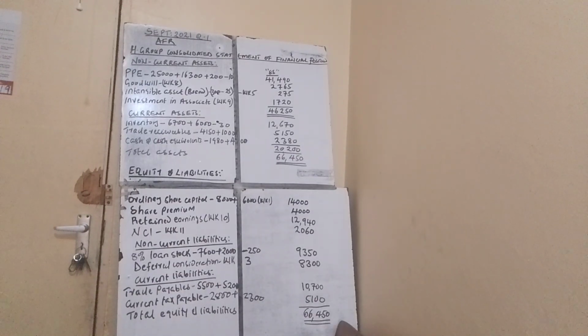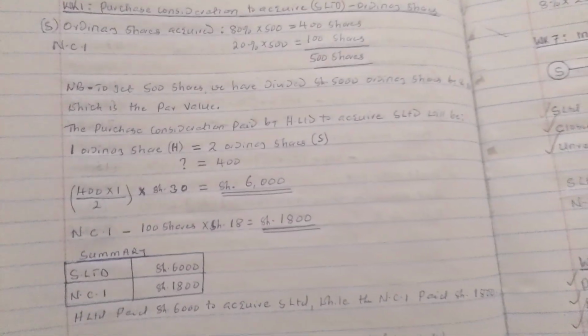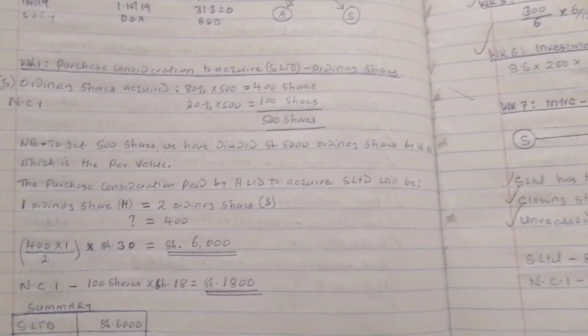Are you able to get how much we are really going to pay? I don't know whether you are able to attempt that. Try first, and then I show you the solution. How much did we pay? Okay, your working number 1. Check your working number 1. Assume you have attempted that.